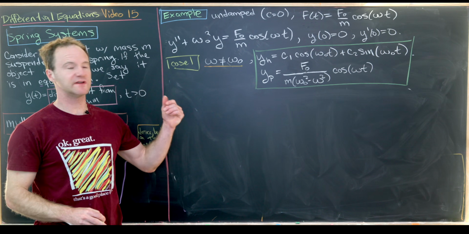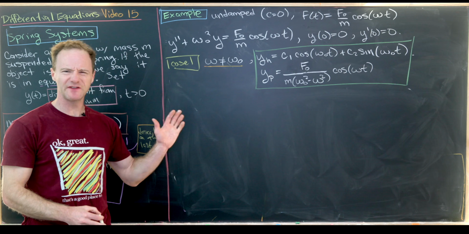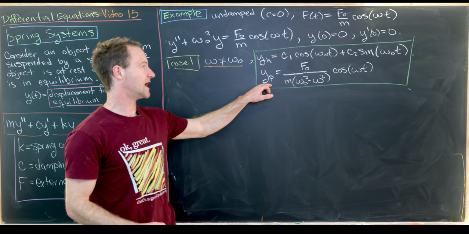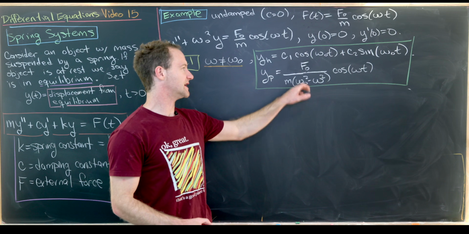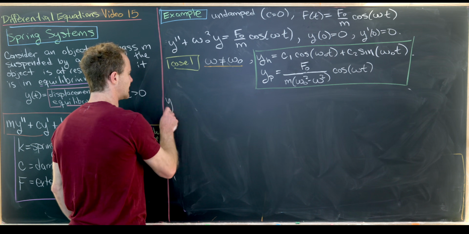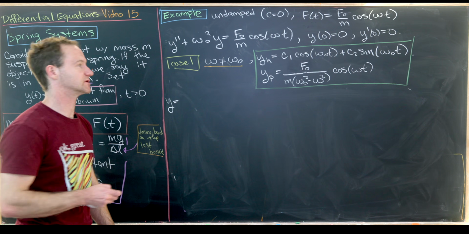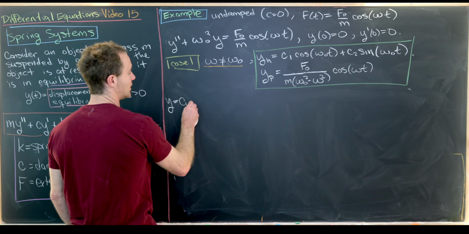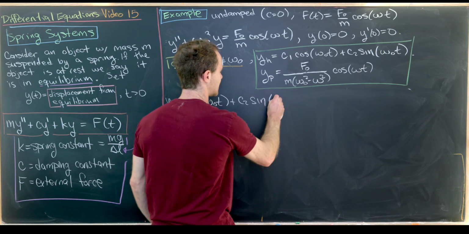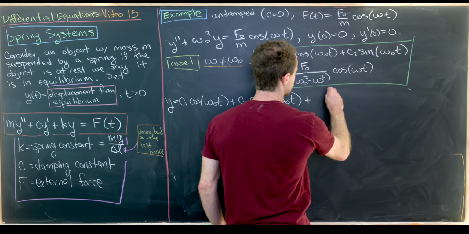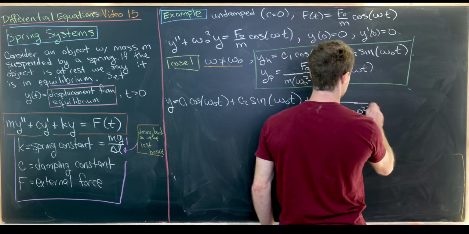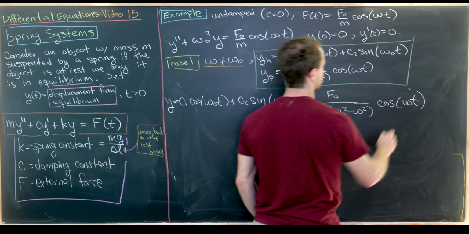Okay, on the last board we found the particular solution to our differential equation. I think there might have been a small typo. Justin should have put a note on the screen when it happened. Here we have yp is f naught over m times omega naught squared minus omega squared times cosine of omega times t. But let's recall that our general solution will be a sum of these two solutions. So here we'll have c1 times cosine of omega naught times t plus c2 times sine of omega naught times t plus f naught over m times omega naught squared minus omega squared times cosine of omega times t.